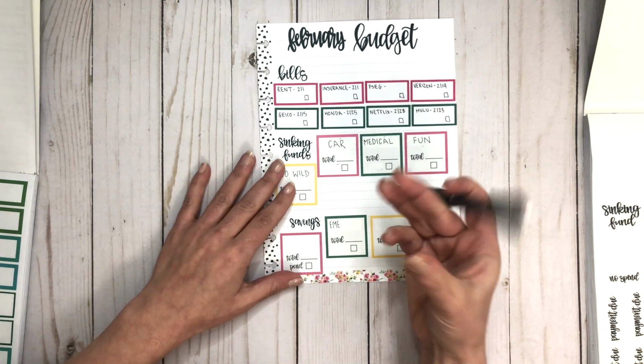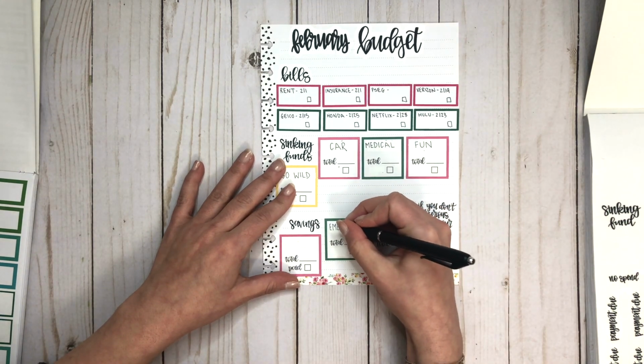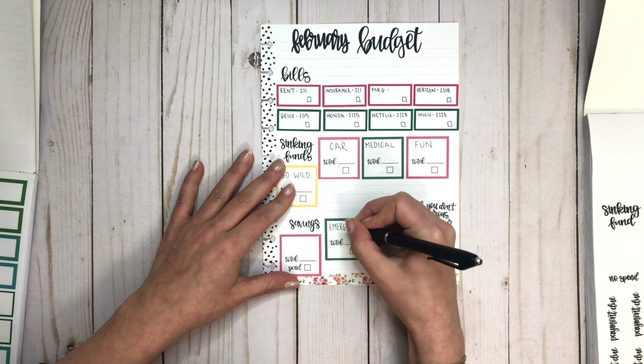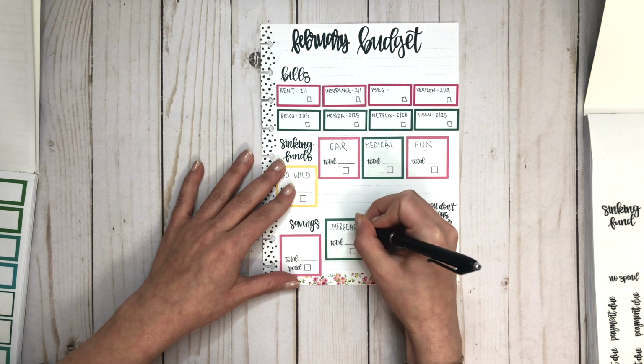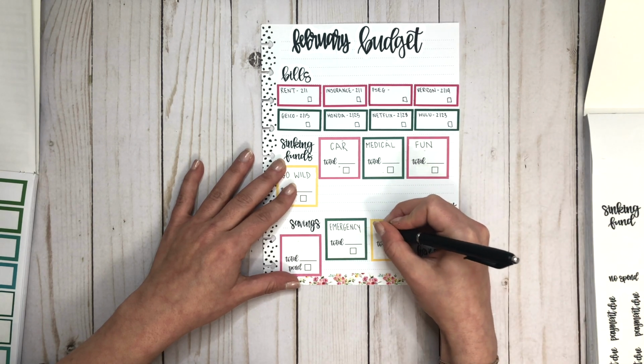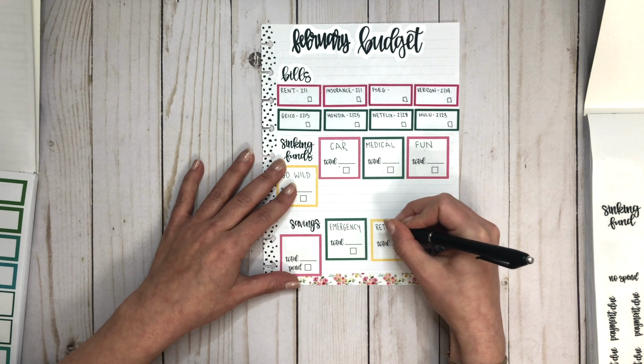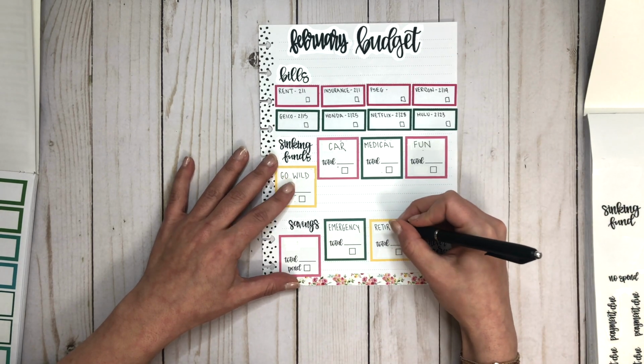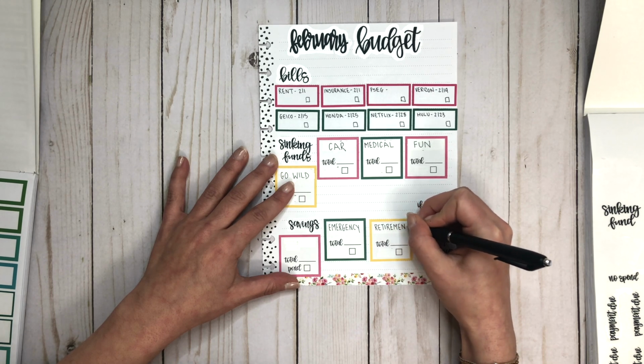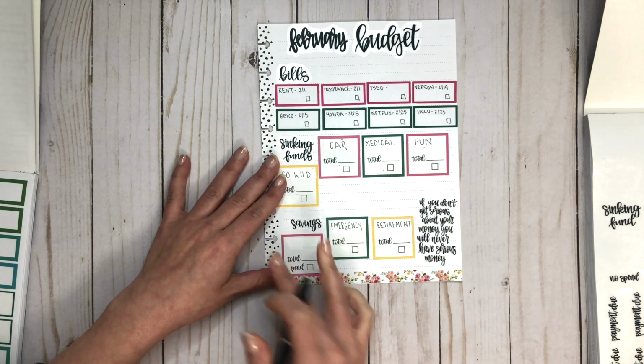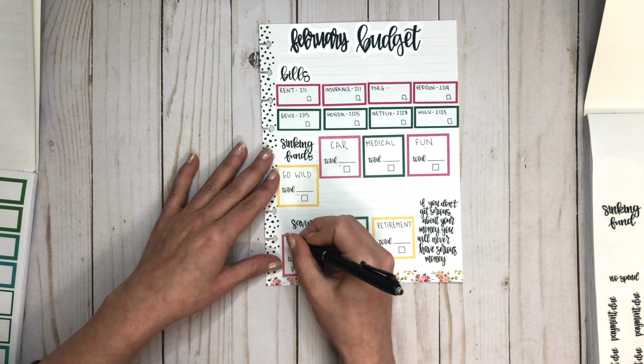Okay, so emergency. Retirement. So this is something that at the end of February, I will transfer this money from my bank account over to my retirement account. So I won't be able to access it for a long time. Retirement, and then this one I'm just going to write a little bit smaller.